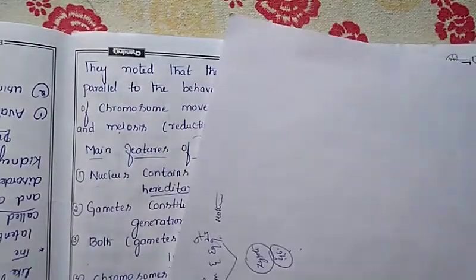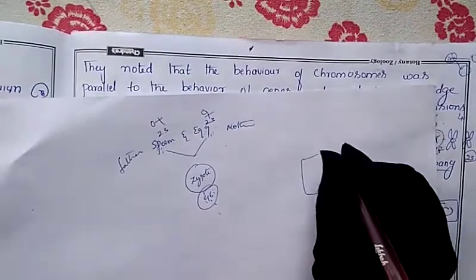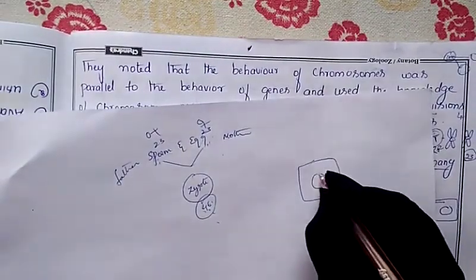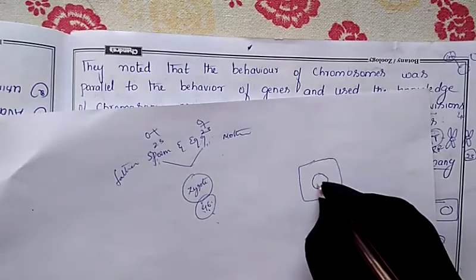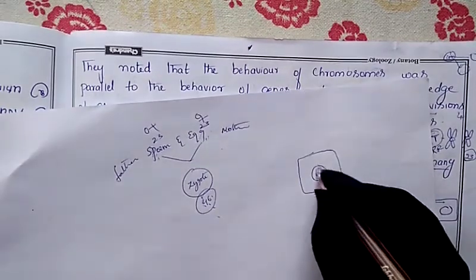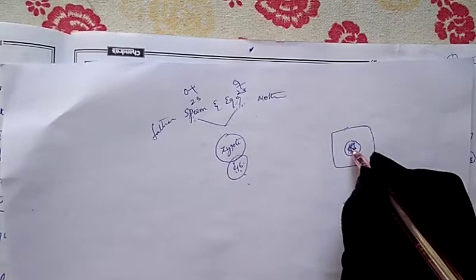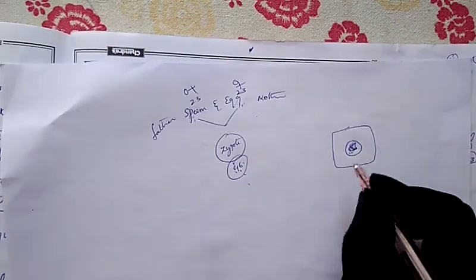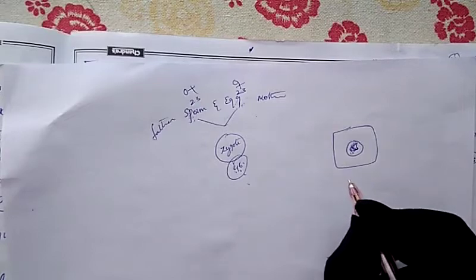First of all, the nucleus is present in all cells. Suppose this is the cell structure; inside the cell we find the nucleus, and inside that nucleus it contains the chromosomes. So the nucleus contains a few chromosomes. This chromosome number varies from one species to another. I am telling only about ourselves.